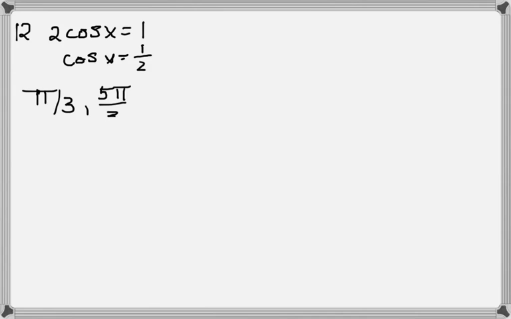That's awesome. So now we're going to have this situation pop up. Pi over 3, which is 60. And then the angle that's in the fourth quadrant, which is also 60, which is 300 degrees, which is 5 pi over 3.